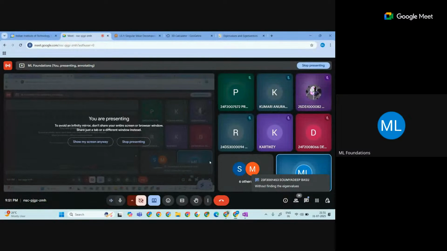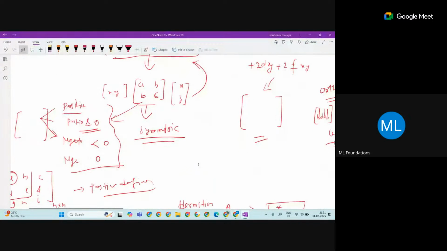Without finding the eigenvalues, you can convert that into the quadratic form and check whether you are always getting the output as positive or not. A quadratic form is positive definite when all outputs are positive, positive semi-definite means sometimes zero, and negative definite means negative. So without the eigenvalues, you can check with quadratic forms whether you are always getting positive or not.